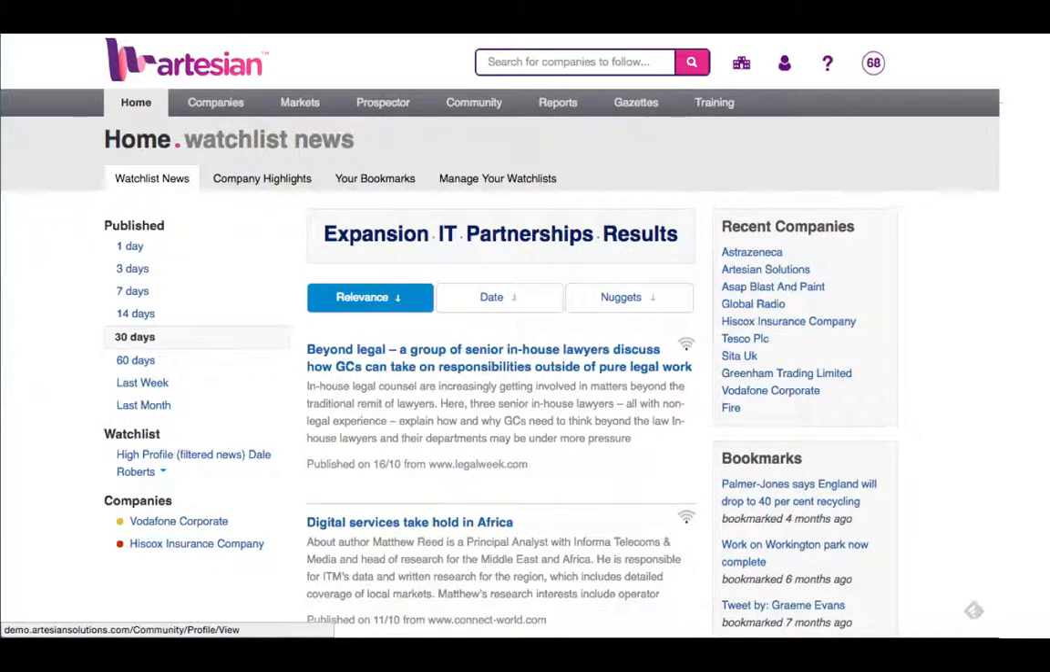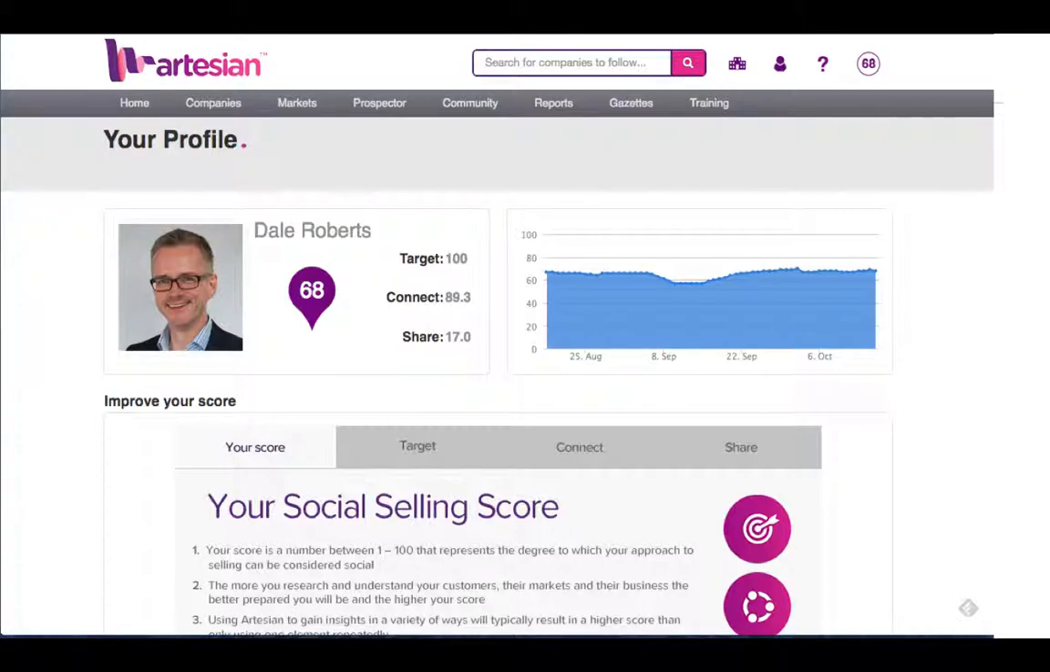So where will you find the score? It's in the top right-hand side of the Artesian service, and it's that single number, your total social seller score. Clicking on the social seller score will take you to this page with more detail. Here, you can still see your total score, but you can see each of the sub-scores: target, connect, and share.